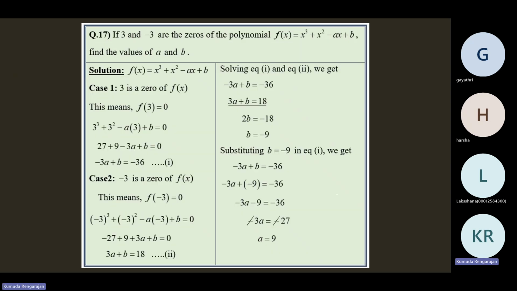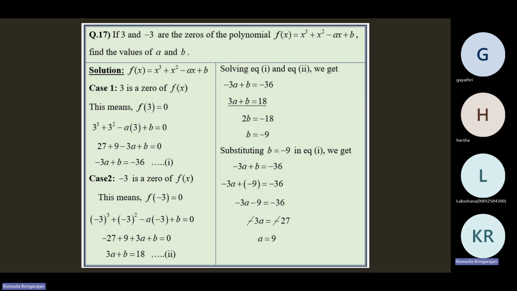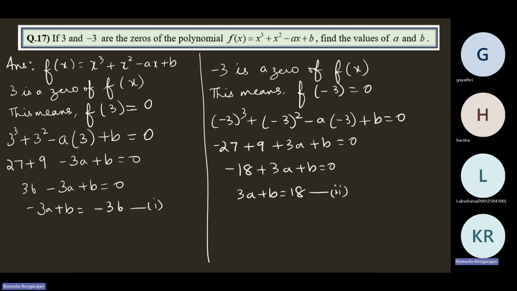I got b as minus 18 by 2 and a as 10. 18 by 2 is 9. Minus 9 and a is equal to 10. No, I have a different value for a. But well tried, very good. You've got the correct value for b. B is minus 9, is it? Yeah, b is minus 9. That's right. Just check your calculation.